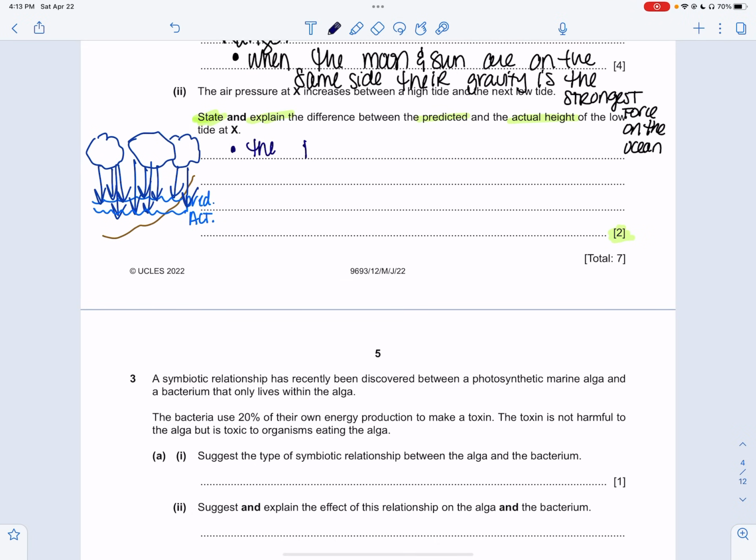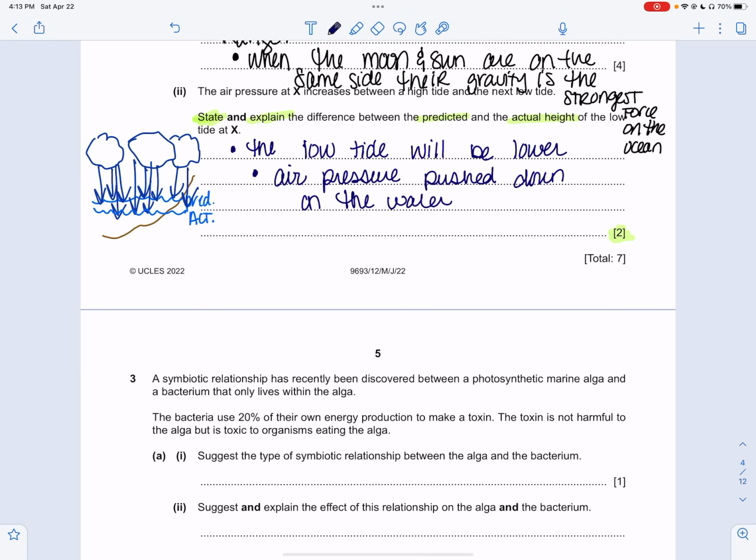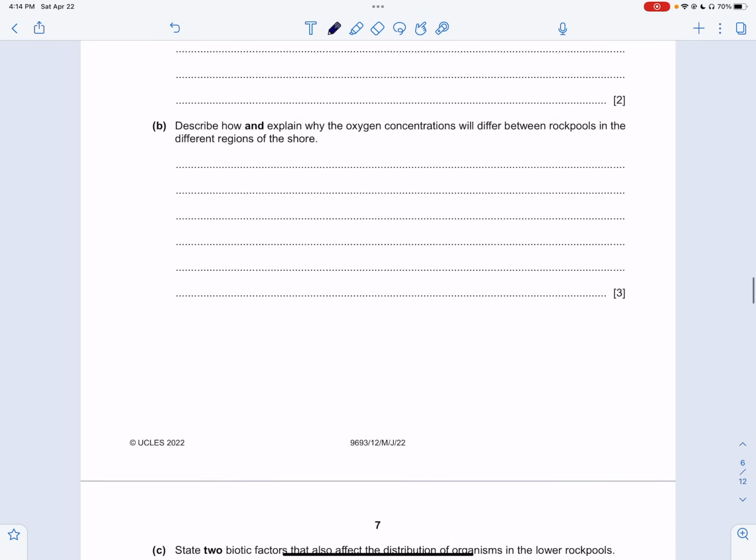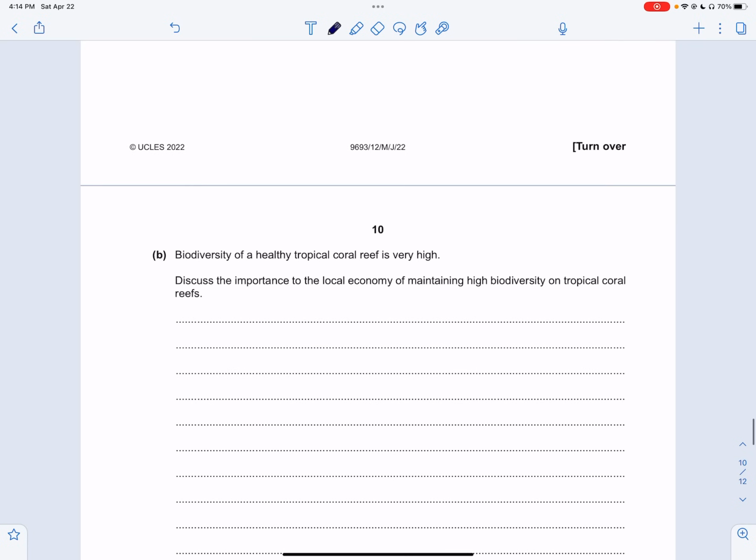And so the statement is the low tide will be lower, and then your reason, air pressure pushes down on the water more, or air pressure pushes water down, something like that. I like that Rocky Shore question. Okay. Let me get to the big ones.